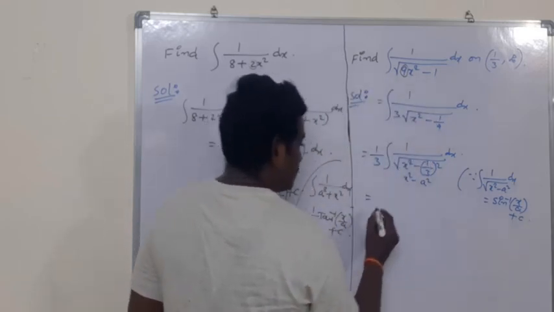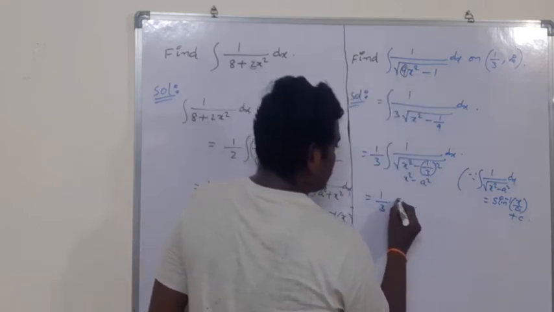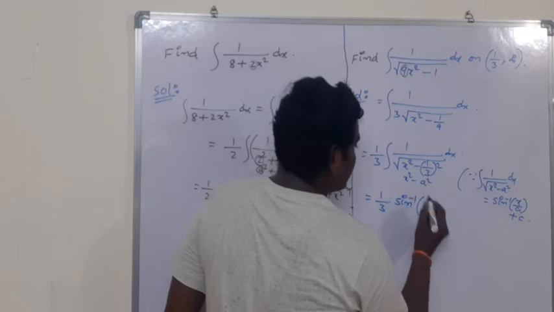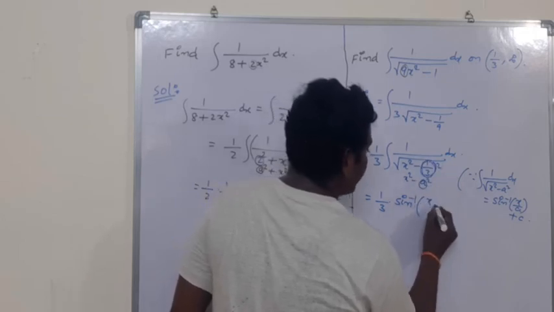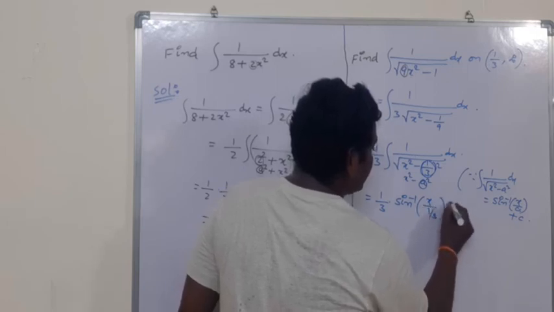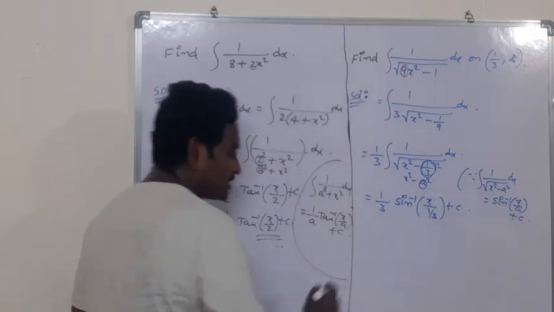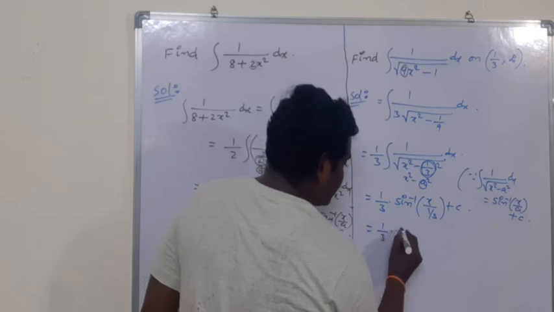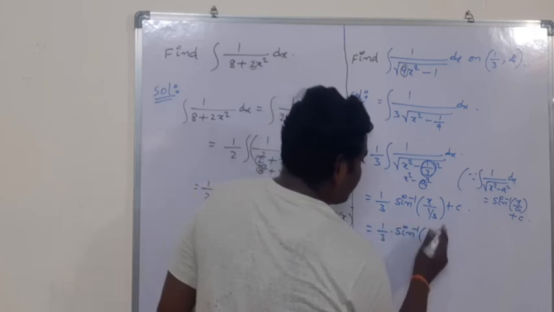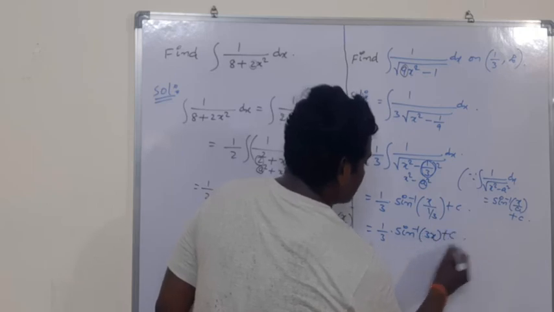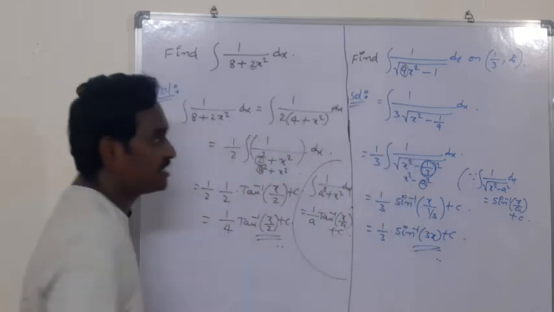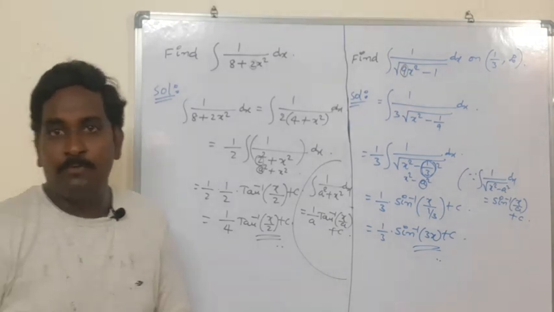That is equal to 1 by 3 into sine inverse of, what is the value of a here? A value is nothing but 1 by 3. So you will get x by 1 by 3. Integration is completed, that's why I add the parameter c. So 1 by 3 into sine inverse of x by 1 by 3 can be written as 3x plus c. This is the result of the given integration. I will give one more example, please note down.